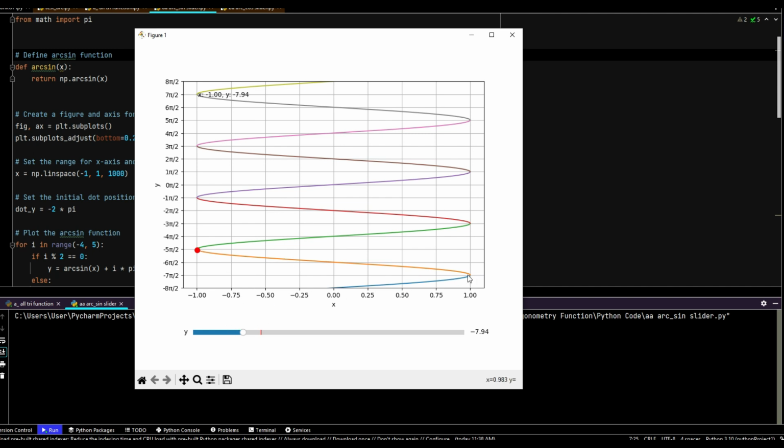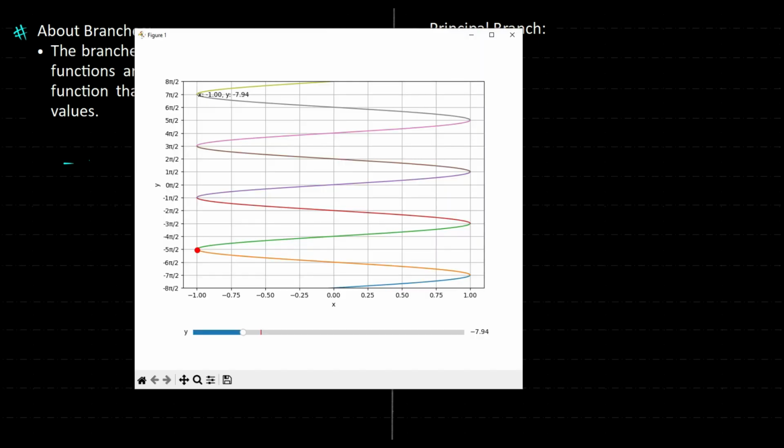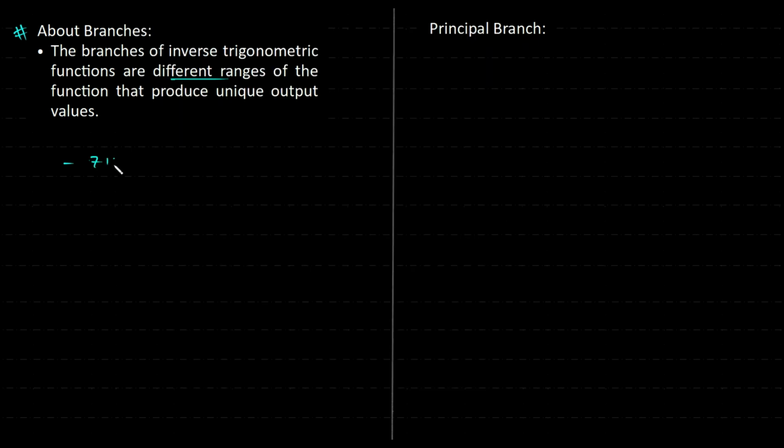Now I moved from minus 7 pi by 2 to minus 5 pi by 2. What can be my input? It will cover all my inputs from 1 till minus 1. So a range starting from minus 7 pi by 2 till minus 5 pi by 2, we are able to cover all the input values, right?